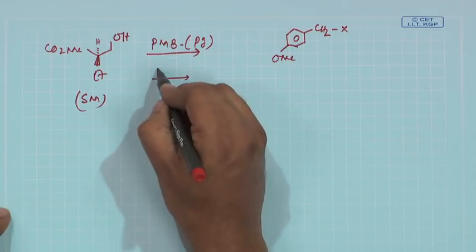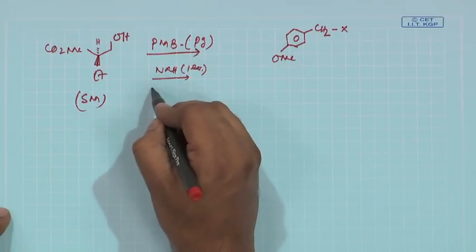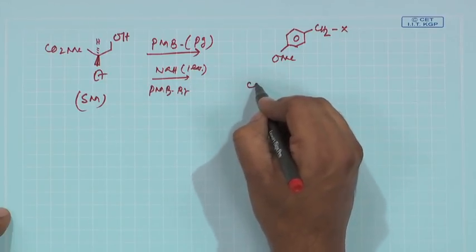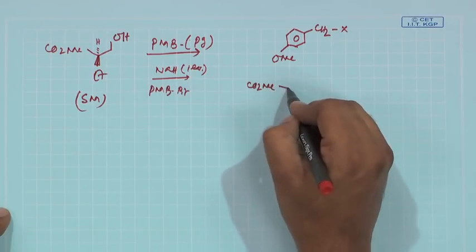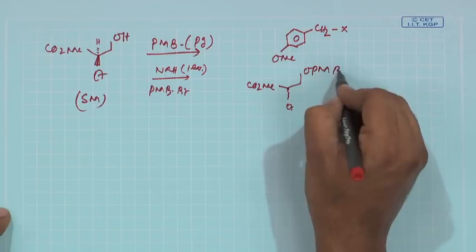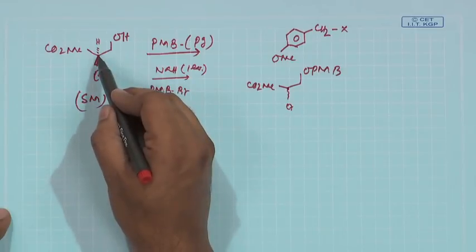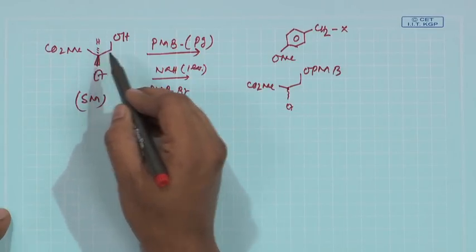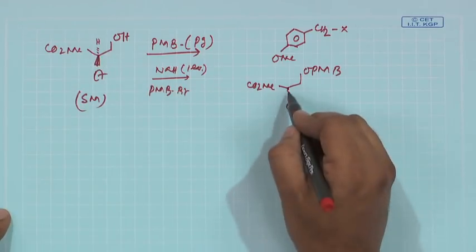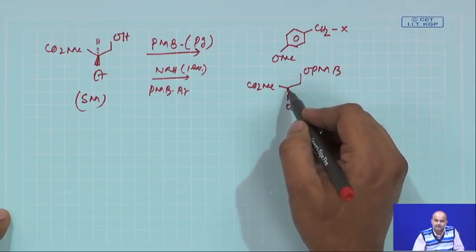So, normally if you try to protect by a standard base mediated reaction with one equivalent of sodium hydride and PMB bromide, you will definitely get the protected compound. But as I said, as this hydrogen is acidic, there is enough possibility that if you treat with sodium hydride, this hydrogen might undergo epimerization, because this center is extremely acidic. So, the stereochemical purity of the final product is not certain, as it might undergo epimerization.